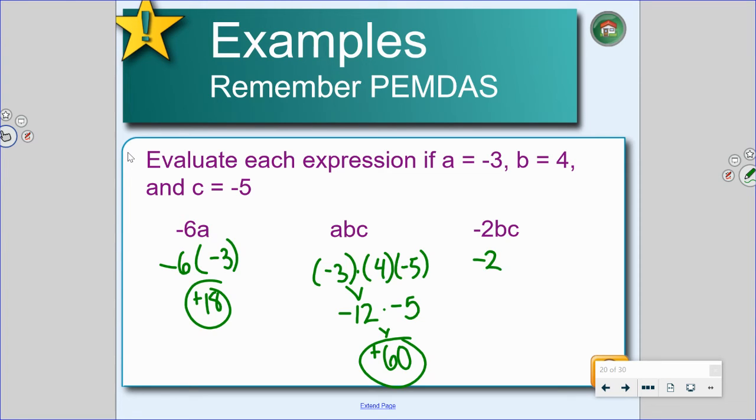Last example of multiplication, negative 2 times positive 4 times negative 5. Negative 2 times 4, the opposite of positive would be negative. Negative 8 times negative 5, and the opposite of negative returns us to positive. That, ladies and gents, is multiplication.